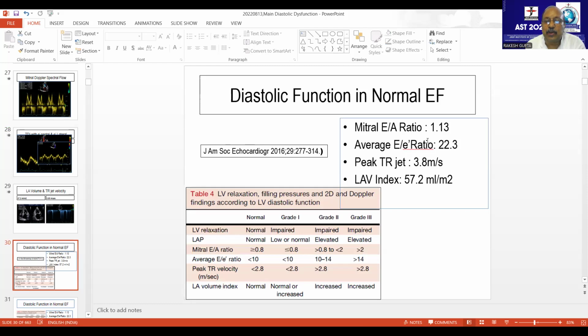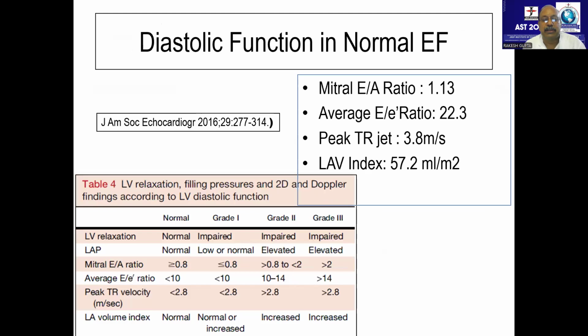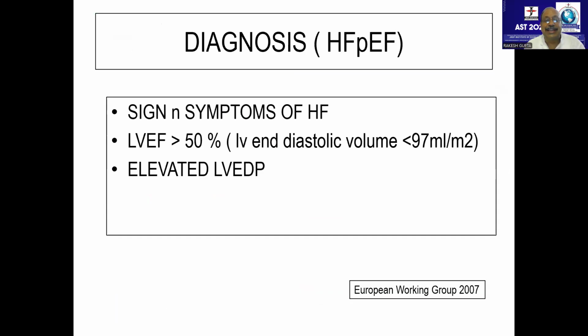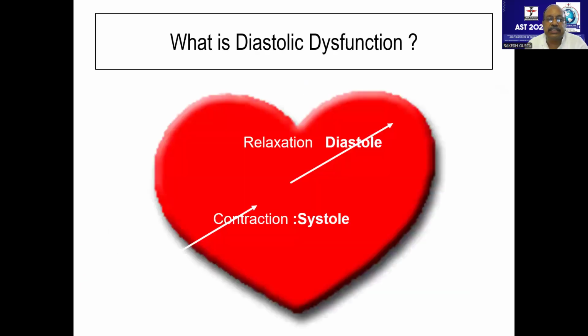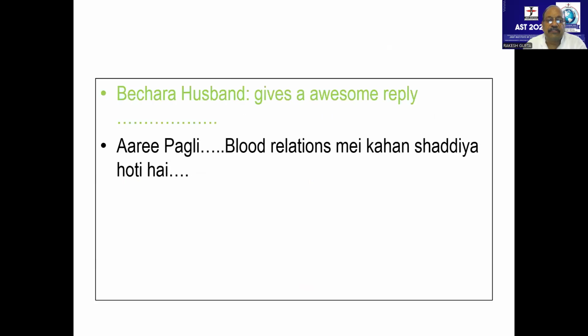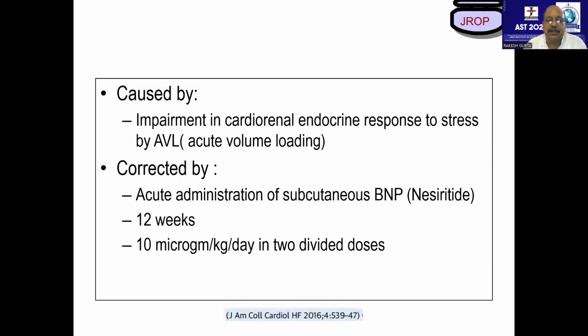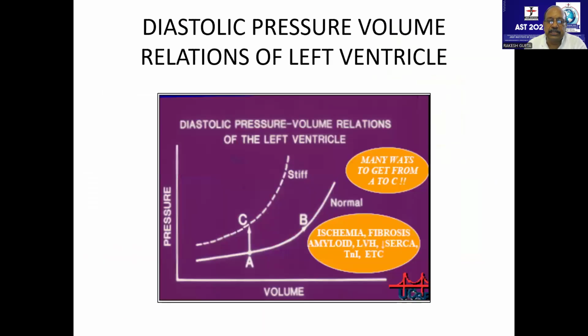Yes, sir. So what we get is the E prime average, then we get the peak TR jet velocity, and then we get the LA volume index. So in diastolic function evaluation, you have to remember these 4 important points. Now, how do we interpret this diastolic function evaluation in clinical practice? That is the most important part of this presentation: to look at diastolic function evaluation interpretation in this subset of populations.